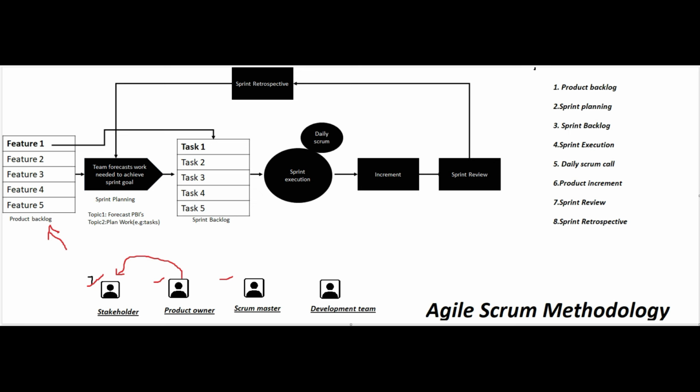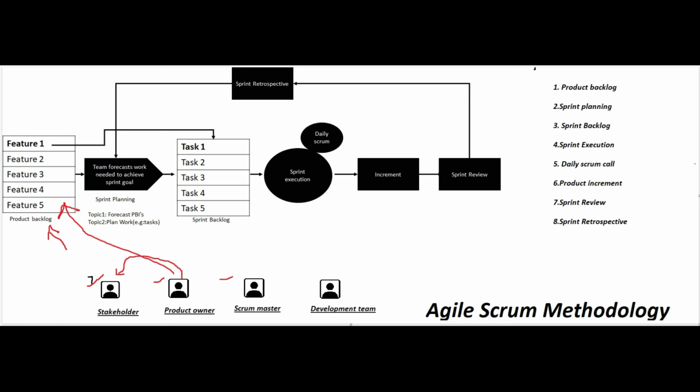This product backlog list may contain new features and bugs or defects, anything you can add into the product backlog. So the product owner will decide which feature is to be on the top of the list, which feature is to be next. He is the one who will decide which has to go first, which has to go next.